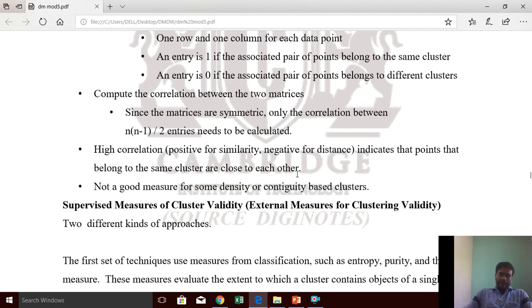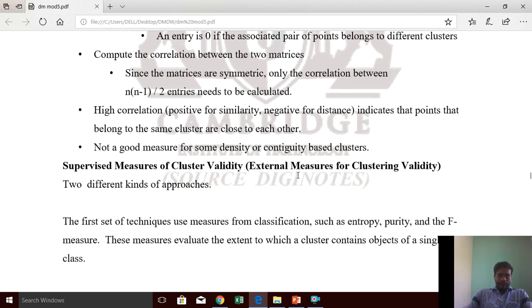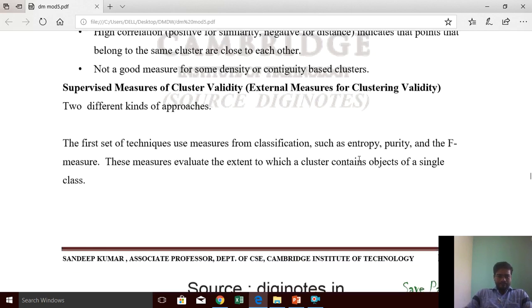So in a high correlation, if similarity is more positive or the distance is more negative, that indicates that the points that belong to the same cluster are closer together than to other clusters. This type of evaluation is not a good measure for some density or contiguity based clusters.